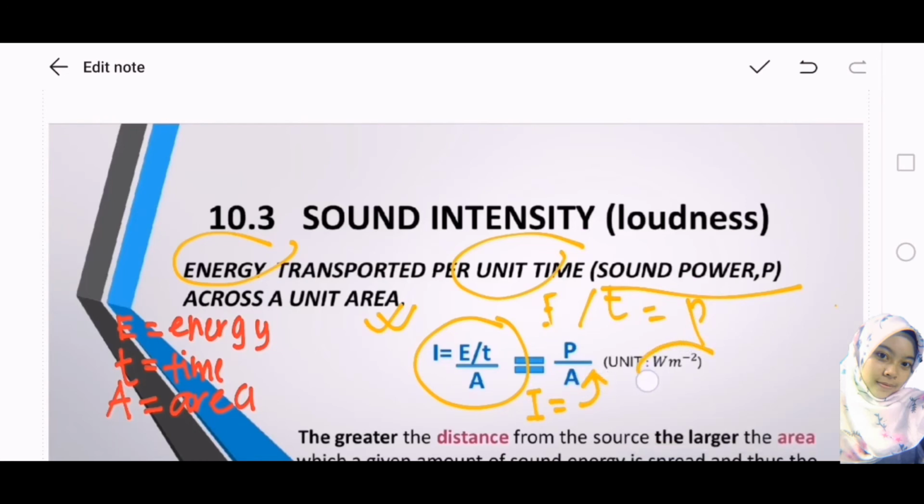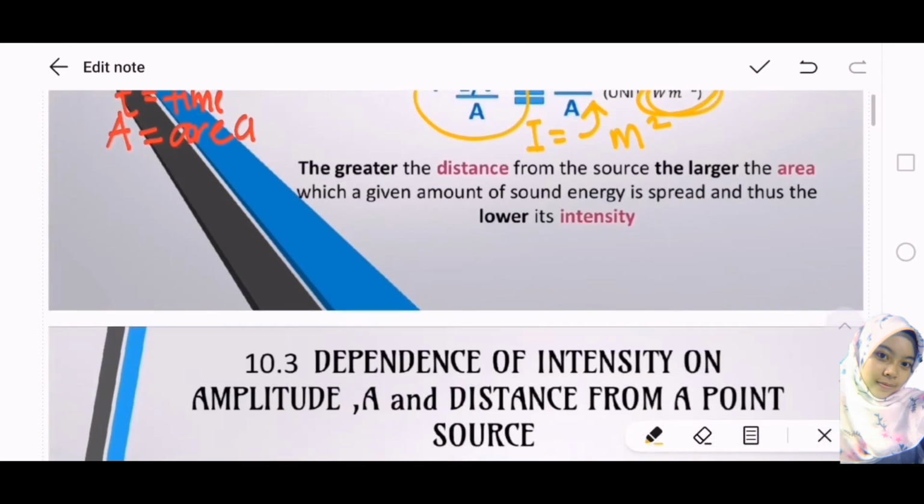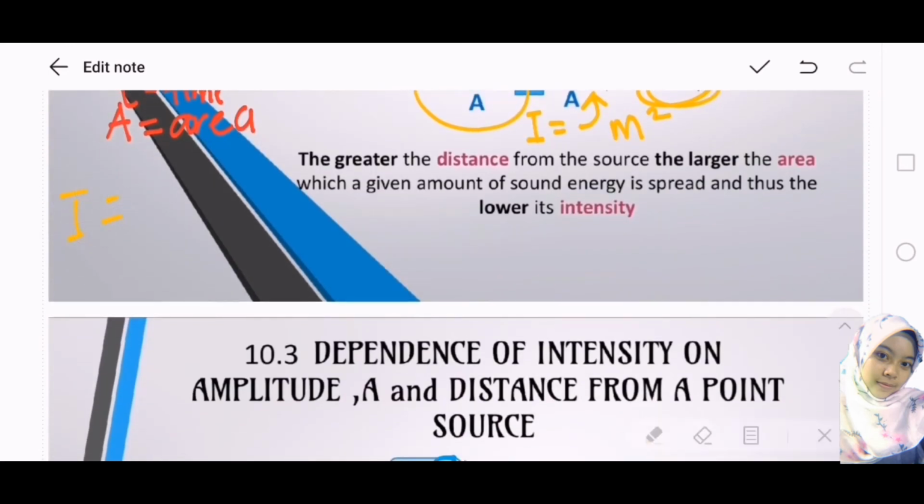The unit is watt meters power of negative 2, because power is watt and area is meter squared. Okay, so this is the unit. From the equation I equals P over A, we get the relation: the greater the distance from the source, the larger the area over which a given amount of sound energy is spread, and thus the lower its intensity, which means the further the observer from the source of sound, the lower its intensity. Sound intensity is perceived by the ear as loudness, which means makin kita jauh dengan sumber bunyi tu, makin perlahan bunyi yang kita dengar.